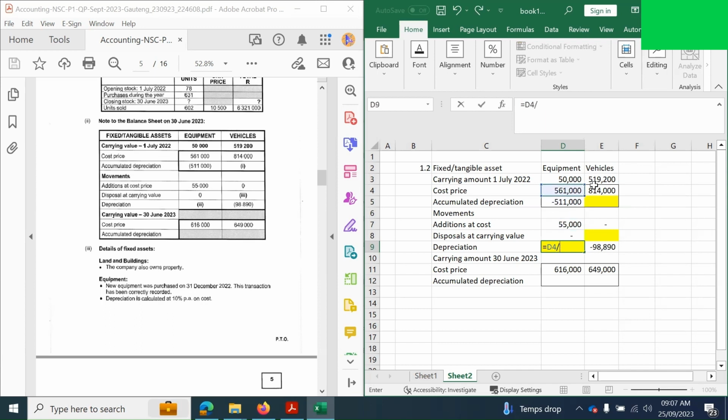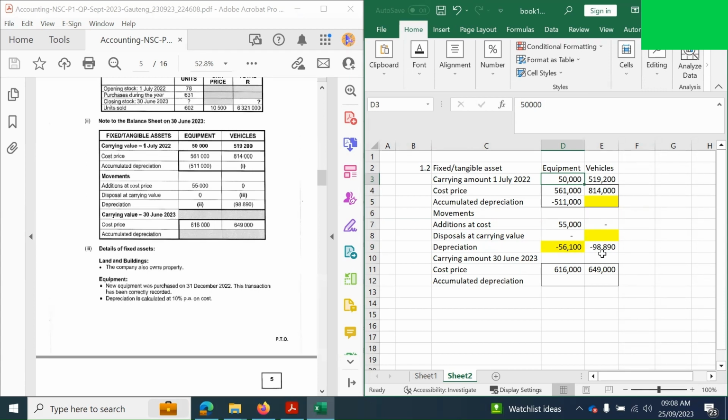So we can start off with that. If I take my cost and divide by 10, because the depreciation rate is 10% per annum on cost, and make that a negative, 56,100 is my depreciation for the year. However, looking at the carrying amount at the beginning of the year, it doesn't make sense that my depreciation is now more. I can't have more depreciation than what I have as a carrying amount, because you're going to be sitting with a negative carrying value. So we don't want that.